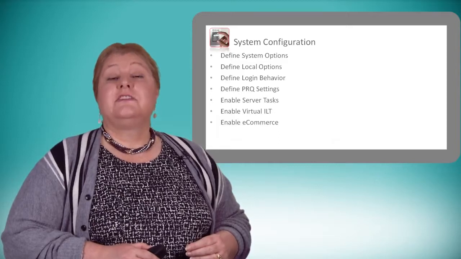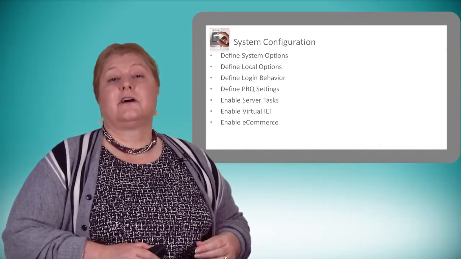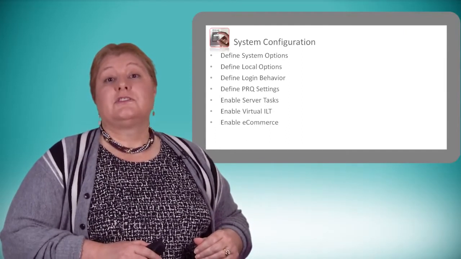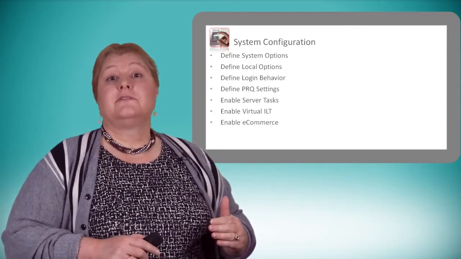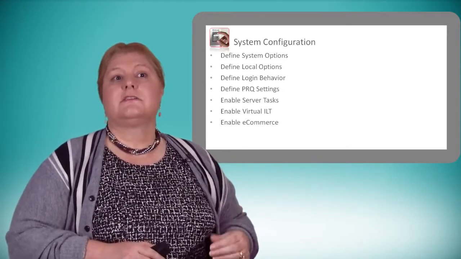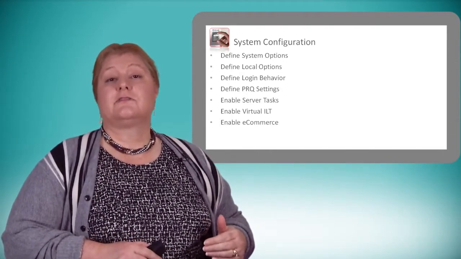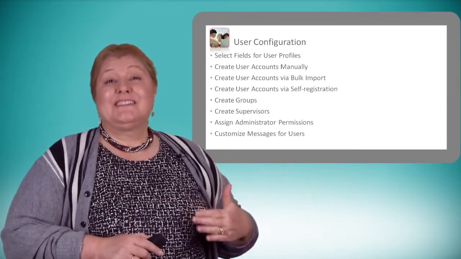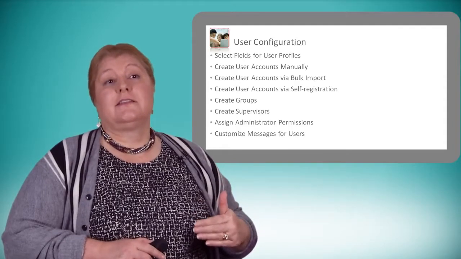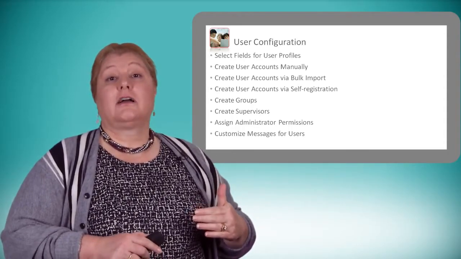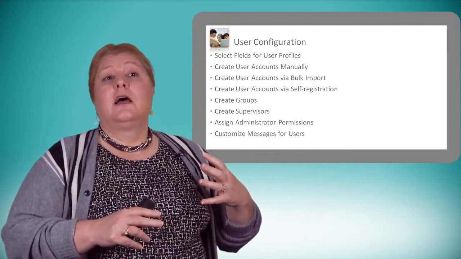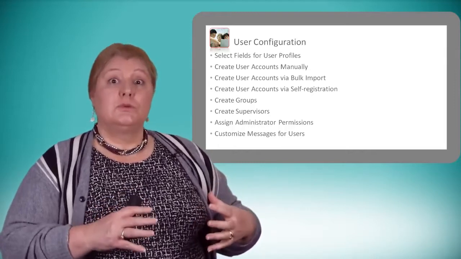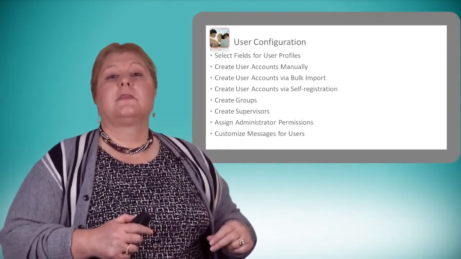You'll see here that we've detailed out the different tasks that are involved in each of those four categories, starting here with system configuration. And you'll see here we start talking about some of the different ways that we'll be using the system. Do we need to enable virtual ILTs, for example? Then we move on to what we'll see here in user configuration. This list is a little bit longer because we need to talk about group constructs, how we want people to be able to access the system, how we're going to load users into the system, and that kind of thing as we work our way through.